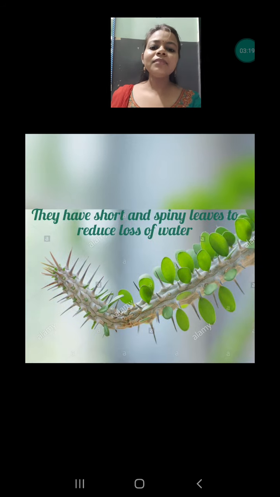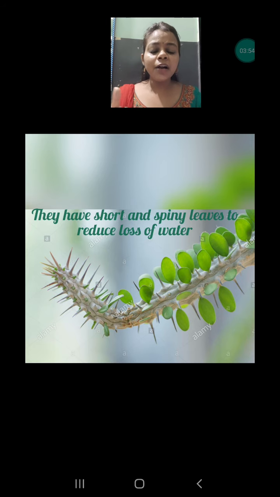The second adaptation is that they have short and spiny leaves to reduce loss of water. Why don't they have leaves? Have you thought of that? They don't have leaves because if leaves were there, the transpiration process would occur. What is the transpiration process? Transpiration is the loss of water from the leaves. This is how they prevent water loss. If they had leaves, they would have to lose water.